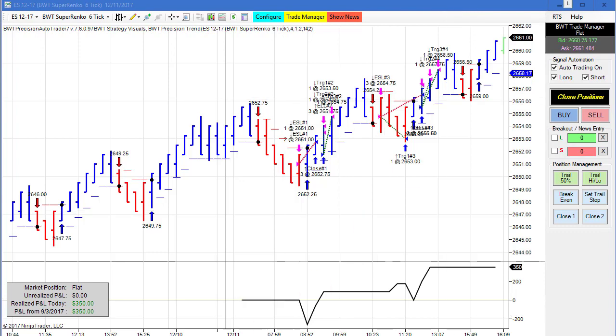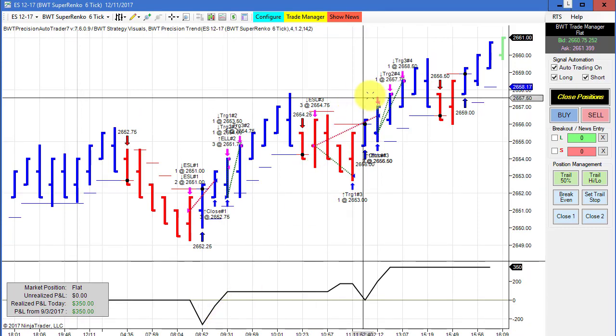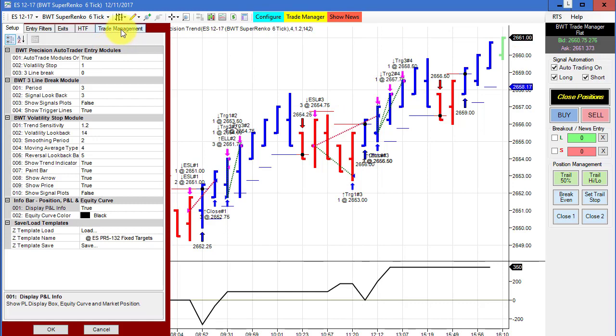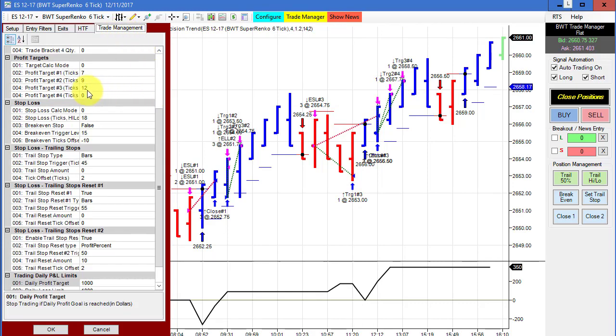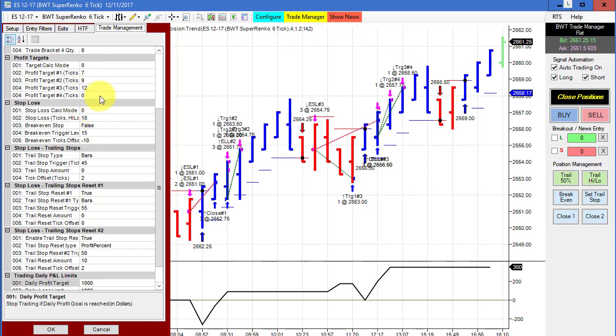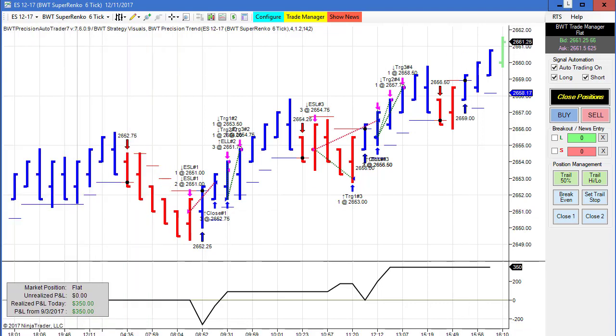Okay, the ES on a Super Renko 6 tick chart. We drew down a couple of $100 here and then came back with some winners to do 350 for the day. This one, again, I had similar charts to this with fixed targets, so I'm not sure if these were the targets or not, but this is what I have here, 7, 9, and 12 ticks on 3 contracts. So pretty respectable.